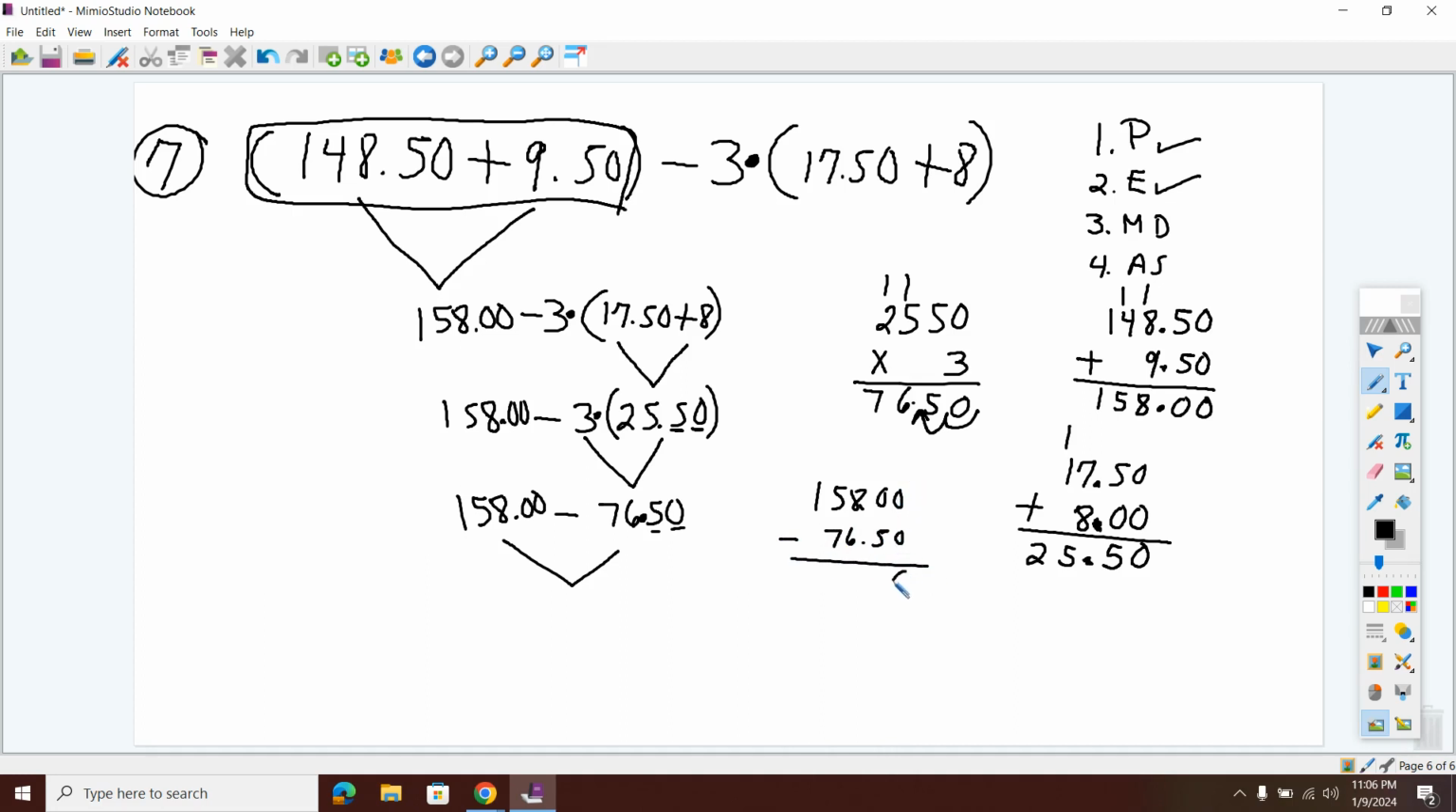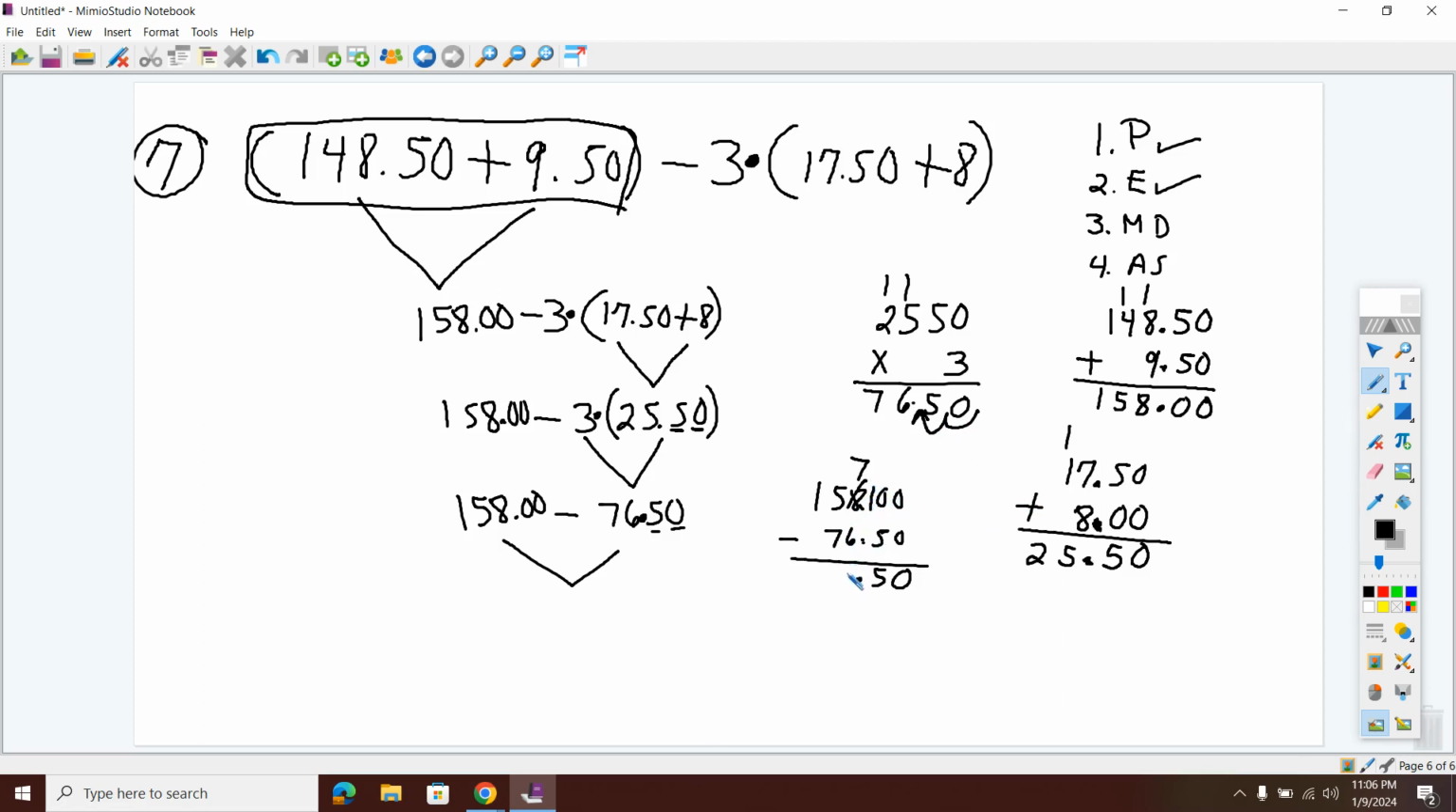0 minus 0, 0. This one becomes 10, this one becomes 7. 10 minus 5, 5. The decimal comes down. We don't count like right now. We counted here how many and then move. No, it just comes down when you're adding or subtracting. Adding or subtracting, the decimal just comes down.